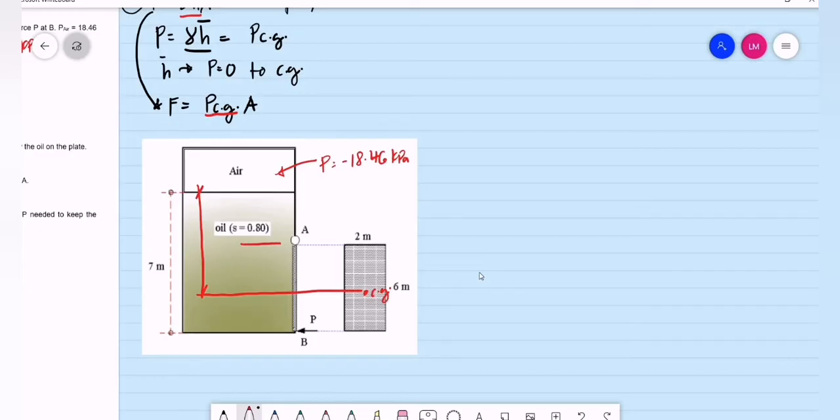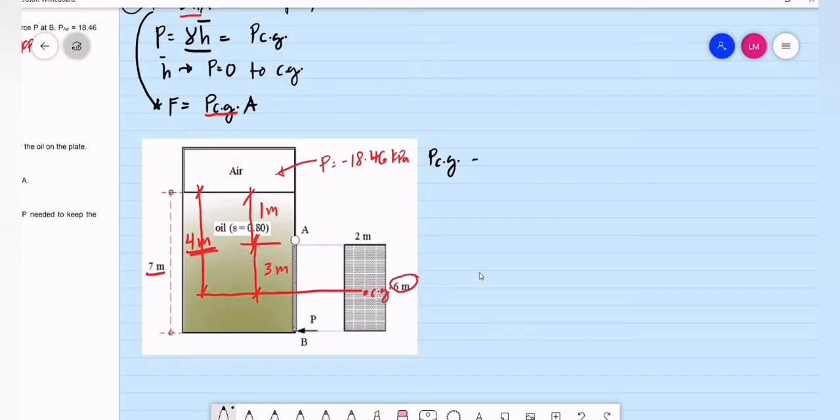We know this height, since the center of gravity is located at the mid-height for a rectangular section, is 3 meters. And if this is 7 meters, and this is 6 meters, then 7 minus 6, the remaining height, is equal to 1 meter. So we are considering a height of 4 meters of oil. Okay, so we can now compute for the pressure down to the center of gravity.